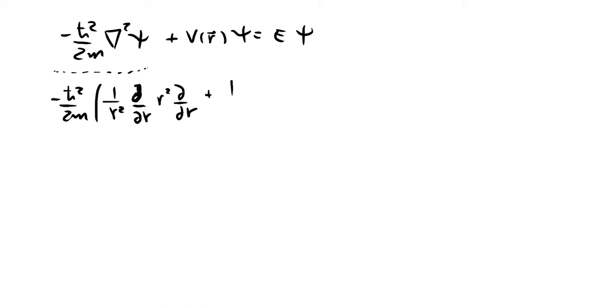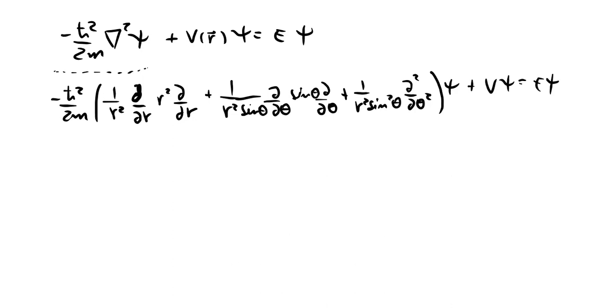Then there will be a term and the term for the phi coordinate. This is what you get. And in many cases, actually in any case where you have a potential that depends only on the radial coordinate, not on the angular coordinates, this is what defines a spherically symmetric system. So this is a potential that doesn't depend on theta or phi. Central force potentials would be something like that.